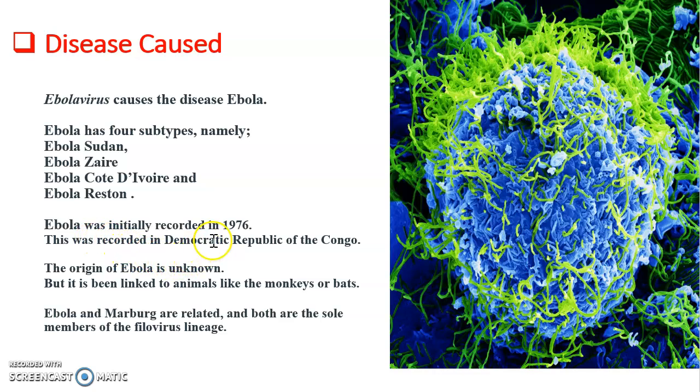Ebola was initially recorded in 1976 in the DR, the Democratic Republic of Congo. However, the origin of Ebola is still unknown to this day, but it is commonly noted that it is linked with animals like monkeys or bats.